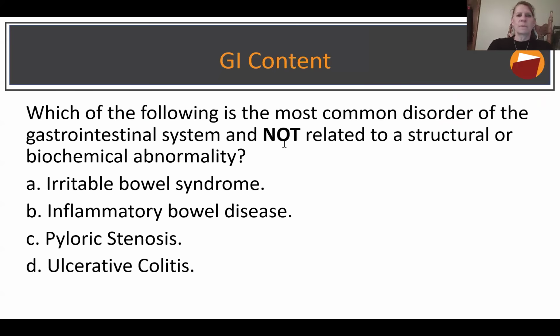Oh, yes, that's it. Markle's test or heel drop test. Yes, for appendicitis. That's it. Markle's, I could never remember that. Markle's test or the heel drop test.